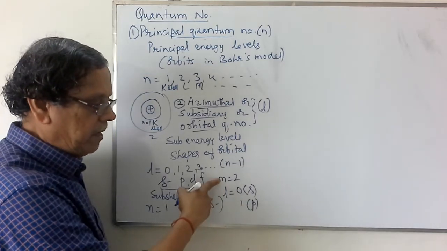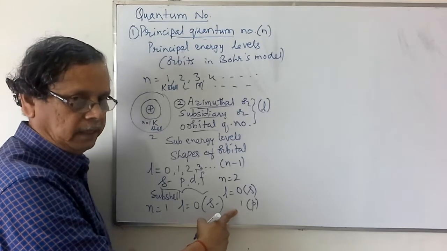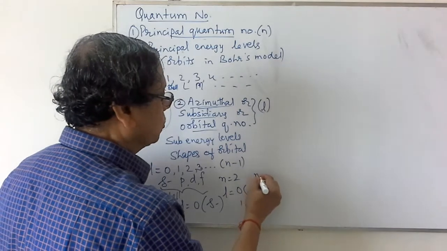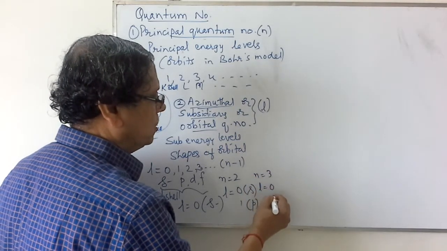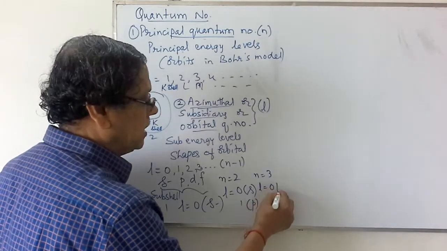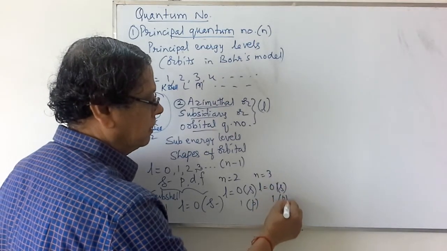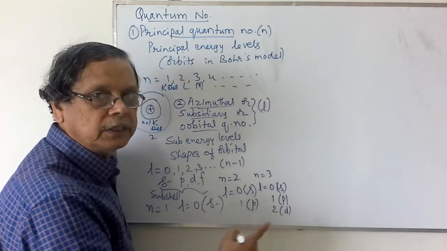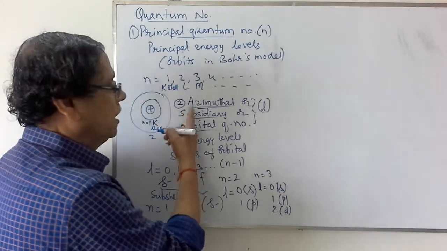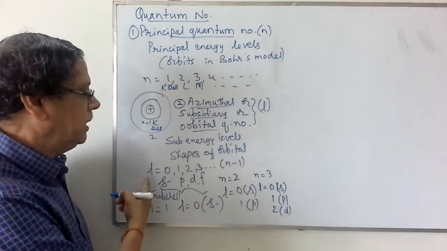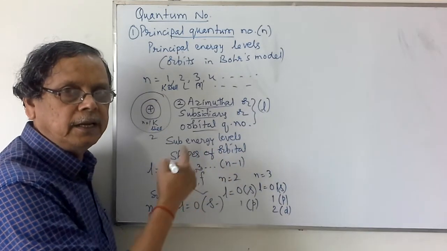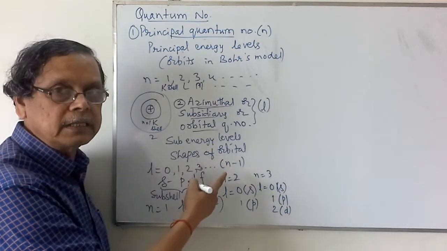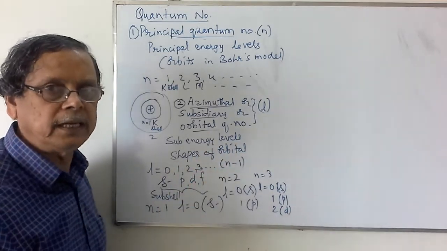So in the second energy level, there are 2 sub-energy levels available. One is called s, the other is called p. Similarly, when n is equal to 3, we can have l equal to 0, 1 and 2. So this is s, this is p, this is d. Like that we can continue. When n is equal to 4, it is 0, 1, 2, 3, the f subshell. So the azimuthal or subsidiary or orbital quantum number indicates the sub-energy levels present in the main energy level, and it also indicates the shapes of the orbitals. Those shapes of the orbitals we will consider in the next video.